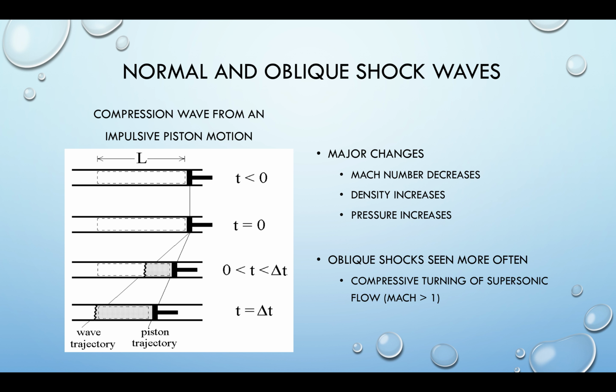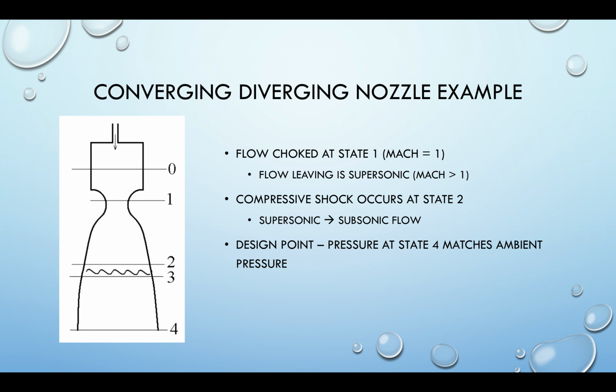But actually, in real life applications, specifically for something like rocketry, we actually do see oblique shocks more often, and that happens with the compressive turning of supersonic flows. Again, supersonic means that the fluid is traveling at a speed faster than the speed of sound. And so just to look more into what happens with a shock, I've included the picture of a converging diverging nozzle. This is something that is commonly looked at in rocket science.